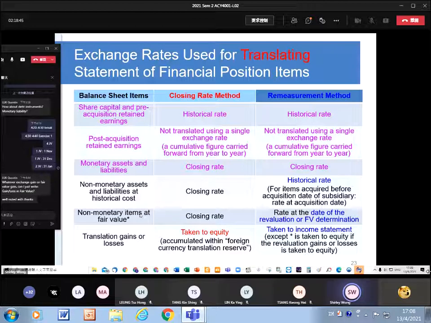How about non-monetary item at fair value? Remember, non-monetary item at fair value under closing rate method also use closing rate. Under remeasurement method, we need to remeasure it at fair value at year-end day. When you measure at fair value at year-end day, actually you are also using the closing rate. So for non-monetary item at fair value, on the face, it seems that the translation is not different. But if you look closer, this is using the closing rate. That means year-end day rate. When you remeasure the non-monetary item at fair value under the remeasurement method, you also measure the fair value at year-end day. So if you look closer, actually they are using the same rate.